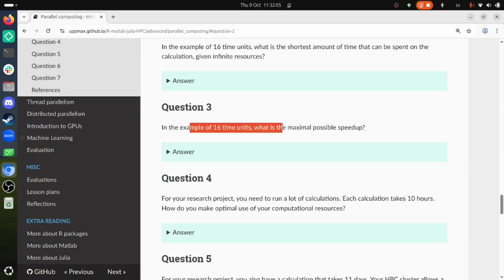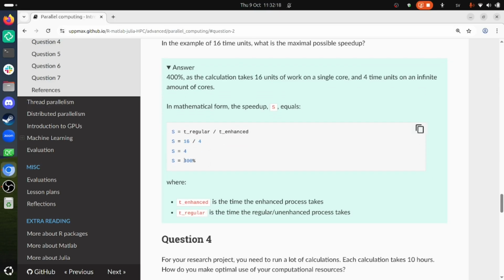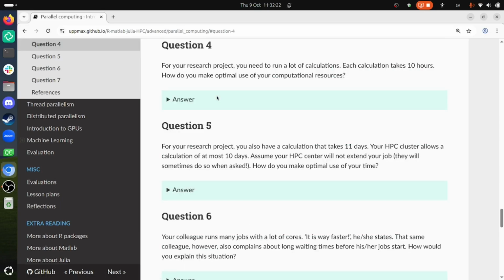In the example of 16 time units, what is the maximal possible speedup? Well, that goes from 16 time units to 4, so that is 4. Yeah, or 400%. Next question.